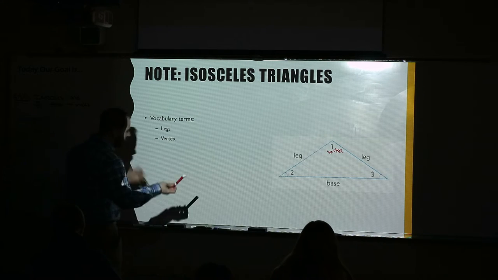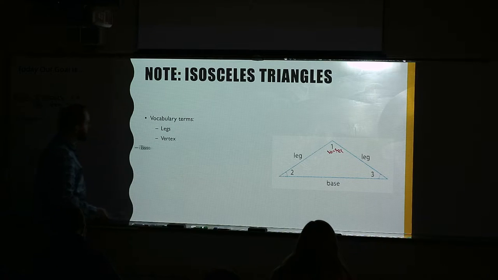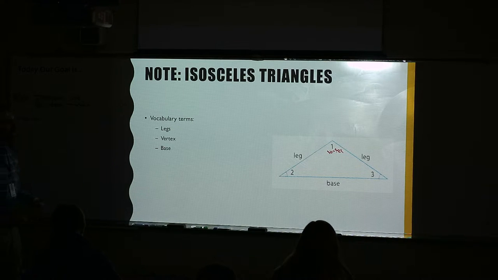Then, obviously, the other word we talked about, like on this picture, is base. You can actually see it labeled here. The base is always that random third wall. It didn't have to match the other two. It could be bigger like this one, or it could be smaller. It doesn't really matter.